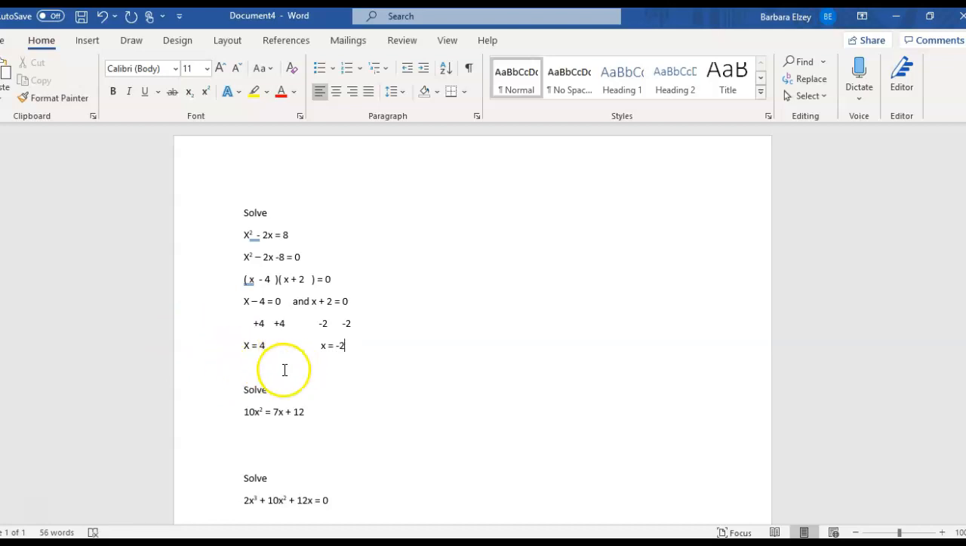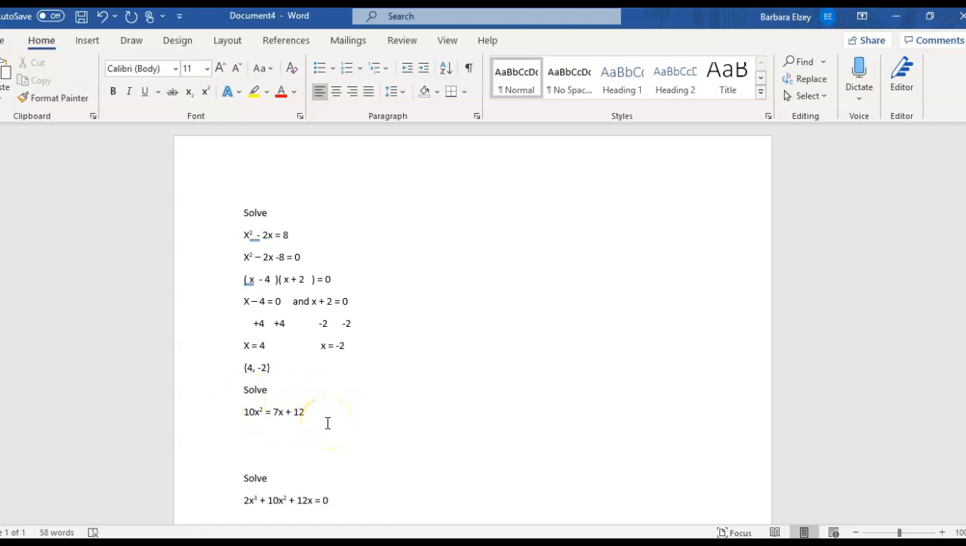All right, and so our solutions are 4 and negative 2. And our right way of writing these is in set notation. Order doesn't matter, although we can certainly put the negative 2 first because it's smaller. But set notation is really just the list, and the list can go in any order that we want.